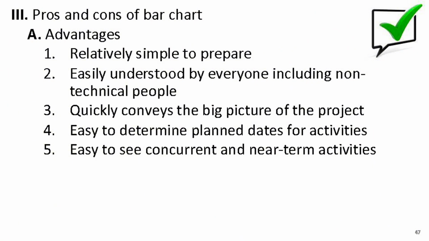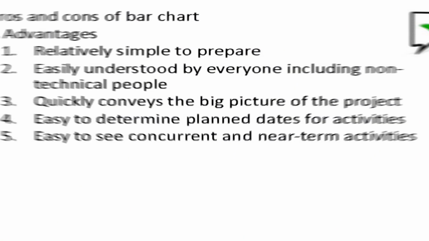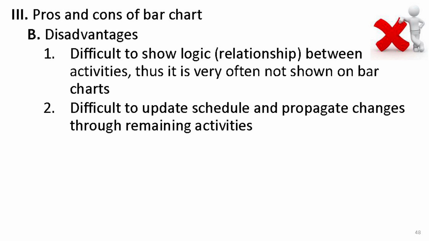By looking at the bar chart, you can quickly get the big picture of the project, the overall duration, the order of work, and the different project phases. It's also helpful because you can easily identify concurrent activities, those that happen at the same time. Additionally, it's great for spotting near-term activities, those that are coming up soon, like tomorrow or next week. So overall, bar charts make it simple to understand the flow of a project and stay on top of what's coming up. However, this method does have some drawbacks.